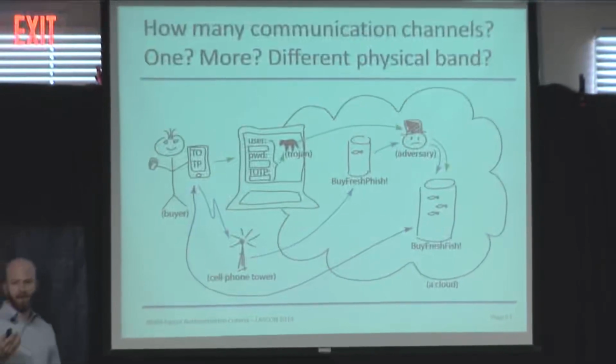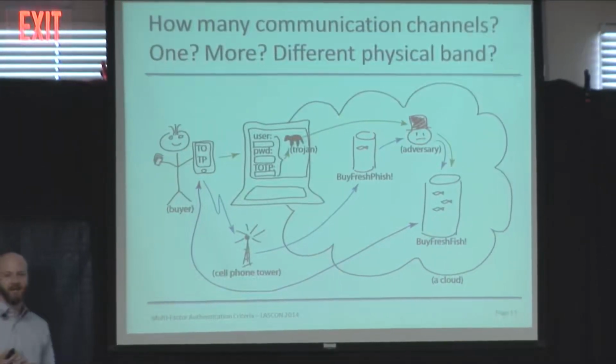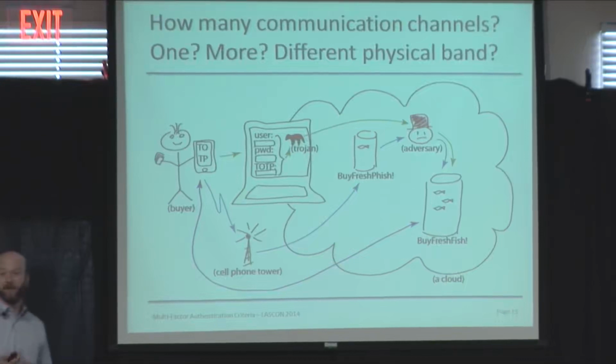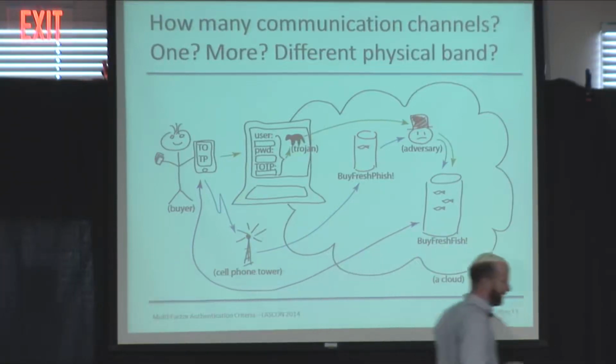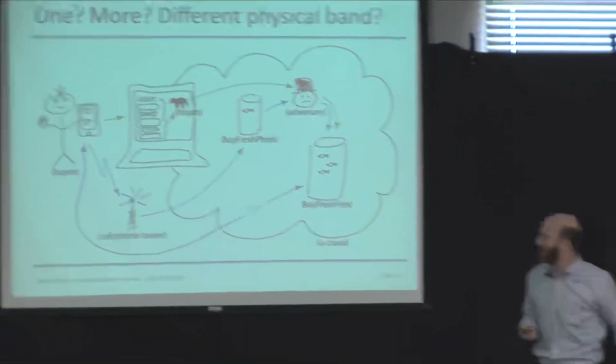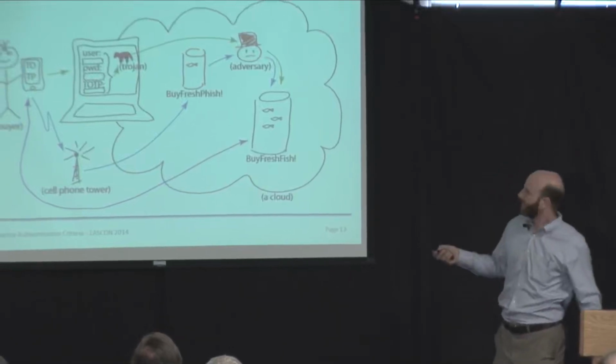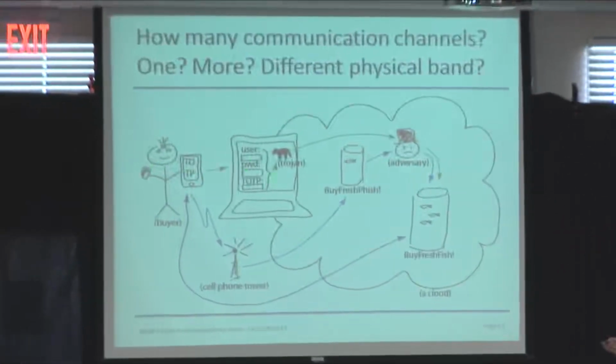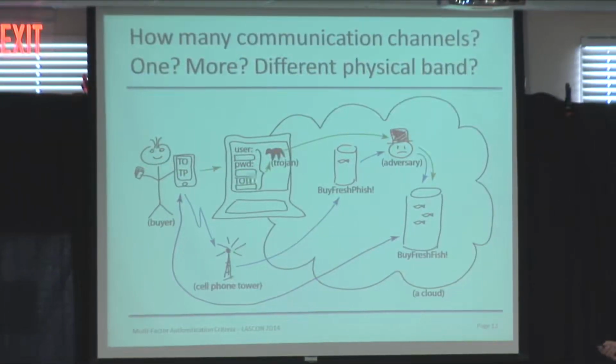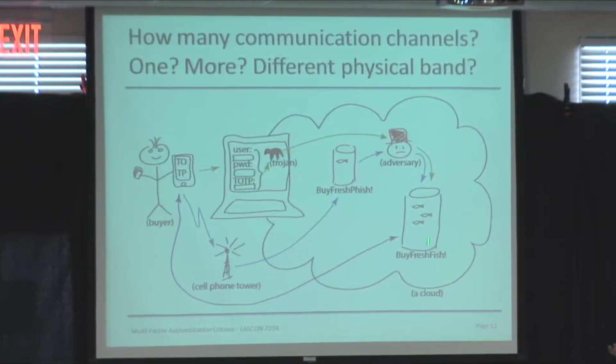So let's talk a little bit more about communication channels. And sometimes you hear, oh, it's out of band authentication. What does that actually mean, and what does that gain us? What I did here, I hope you like my little drawing. We have a user here and his PC. And really what he wants to do is go to this website and buy fresh fish. Obviously, the password and username he enters on his laptop.